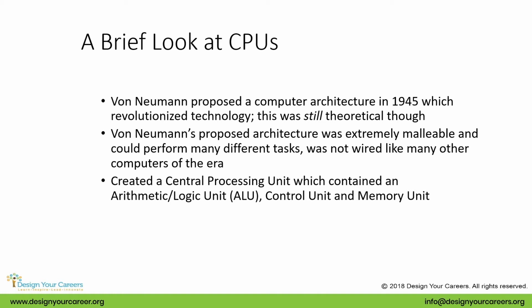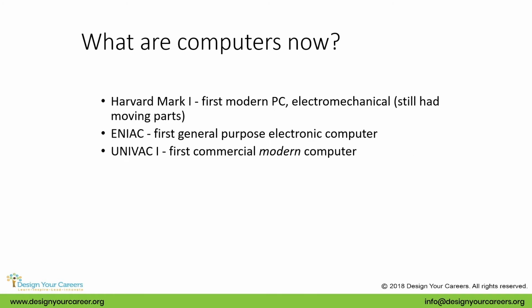And let's actually take a look at some of the old computers that came after von Neumann's discovery. So the first big modern PC was the Harvard Mark 1. And the main aspect of Harvard Mark 1 was that it was electromechanical, which means that it still had a lot of moving parts compared to what we see now.